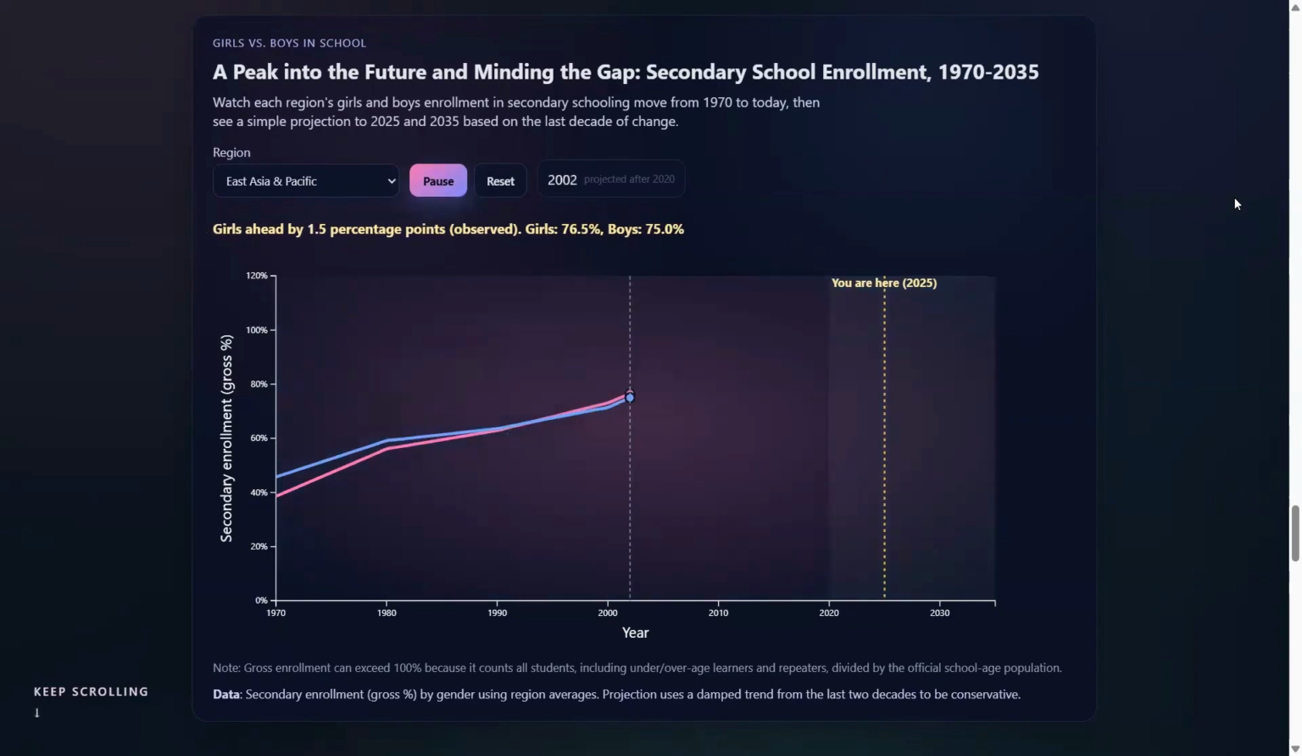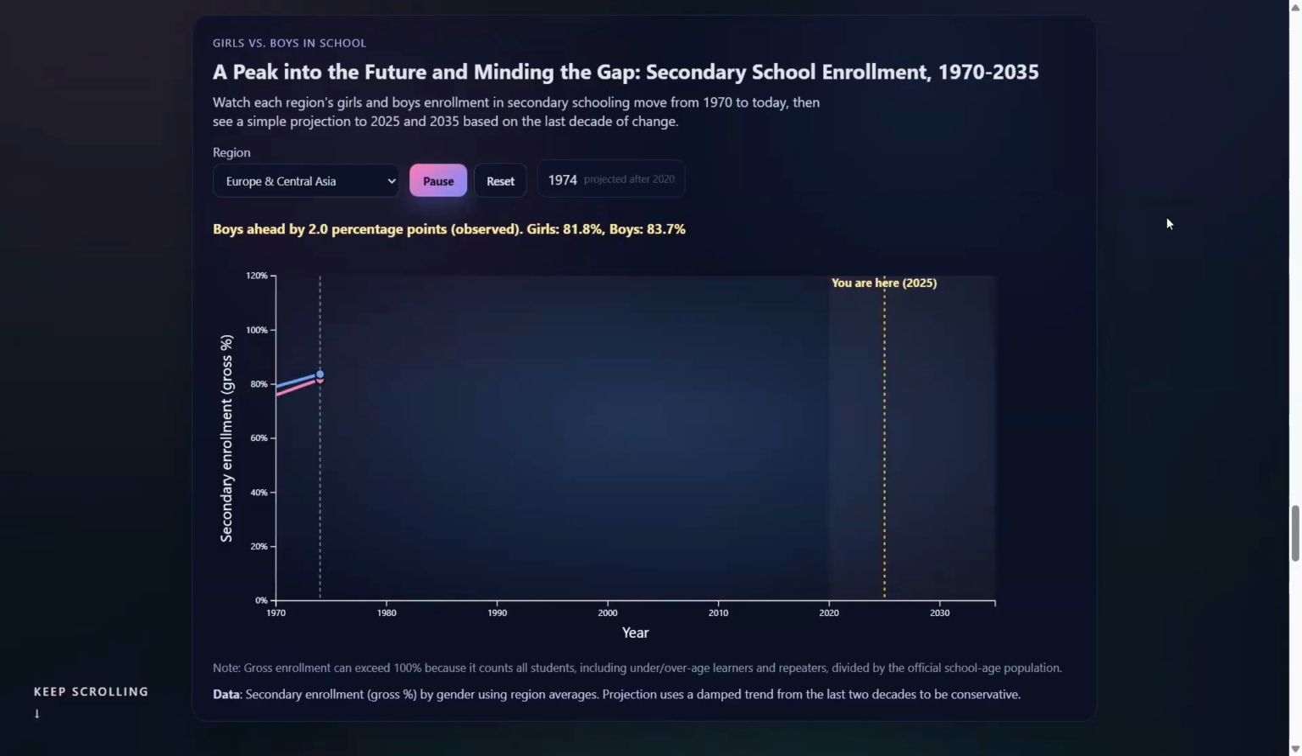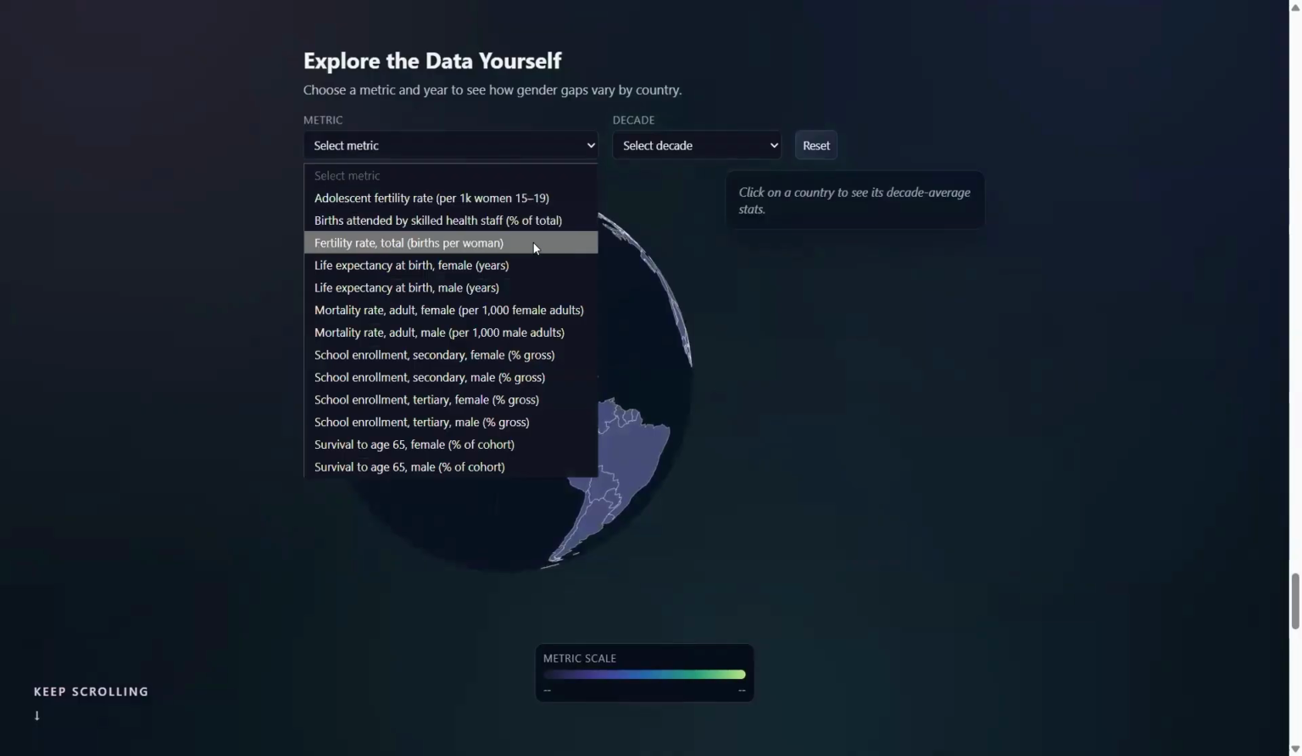Then they'll get to see a projection of education rate for girls and boys after the data set ends at the year 2020, projected into our current year of 2025 and out to 2035, so that they can have an understanding of what things might look like within the next decade. This is a cool feature because you can literally watch as the gap closes or as the gap shifts and women take the lead.